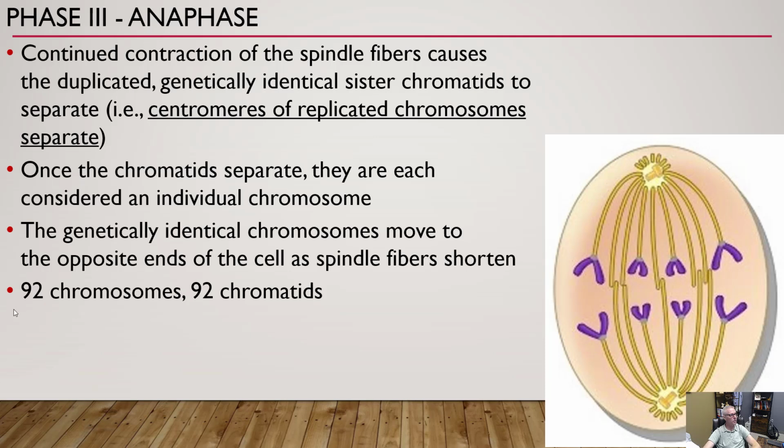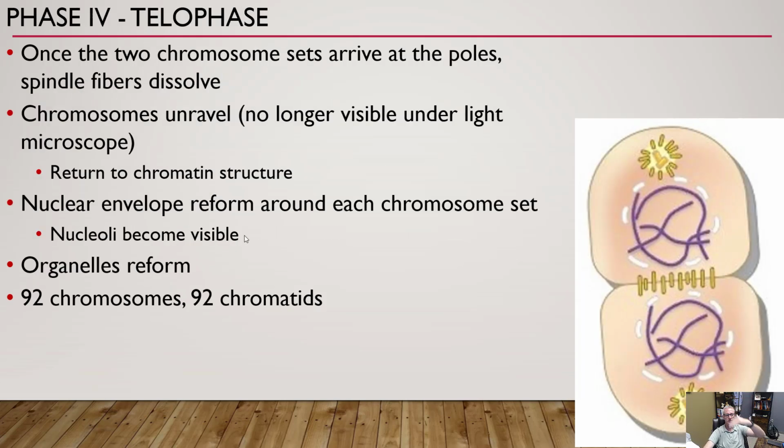So now we actually have 92 chromosomes and 92 chromatids. We've pulled those chromosomes apart. So prophase, metaphase, anaphase, telophase is our last phase. Basically, the chromosomes start to unravel. We really can't see them under the microscope anymore. It's going to return to that normal chromatin structure.